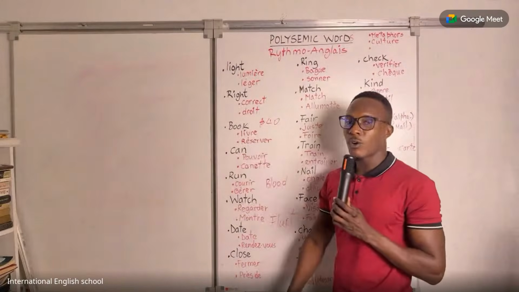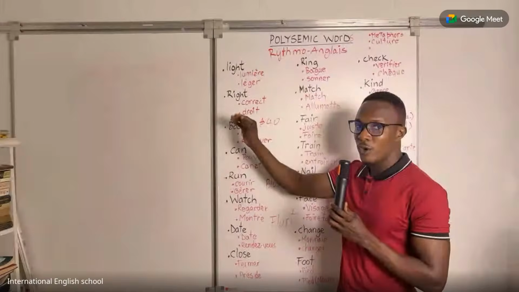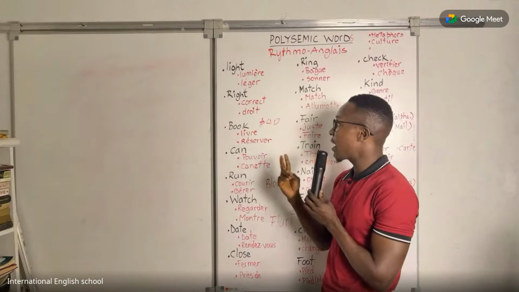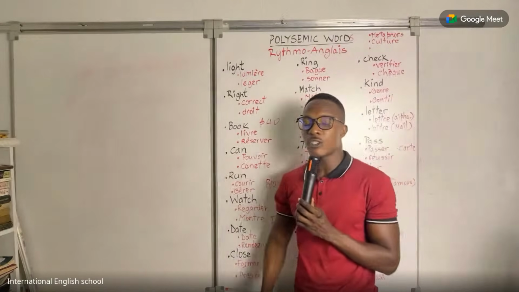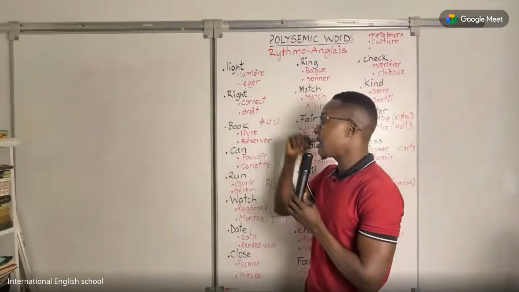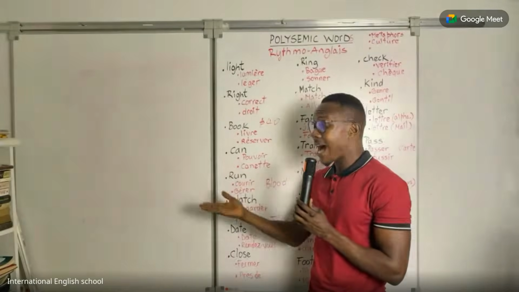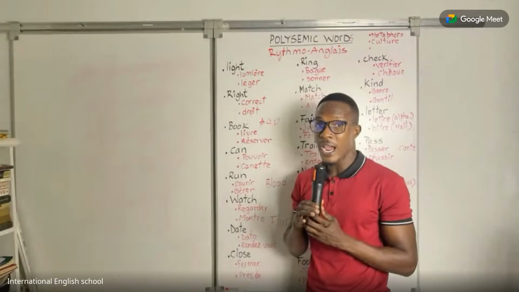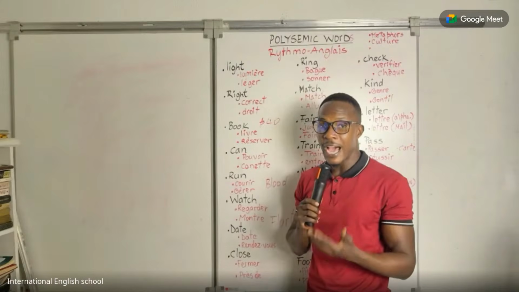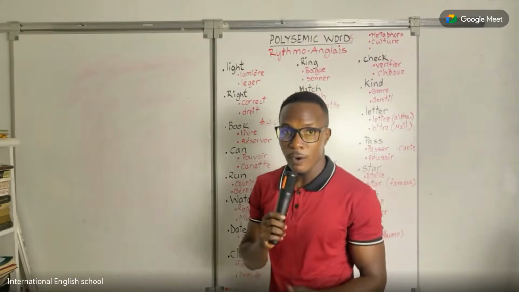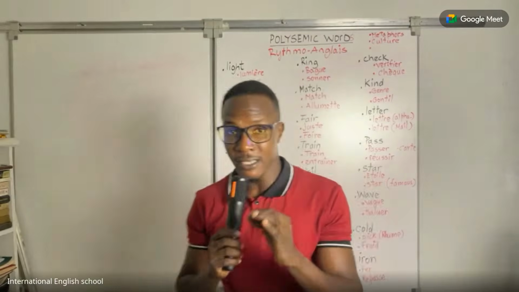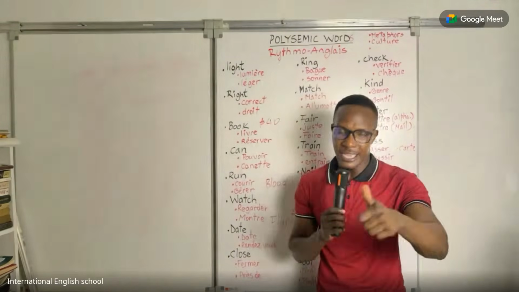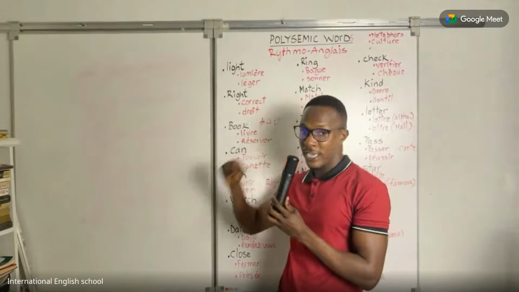And then the next word is right. This word has other meanings, but we come up with simply two of them. The first one is correct, which is an adjective. You say, that's right, that's correct, c'est correct. And we also have the expression all right, d'accord.